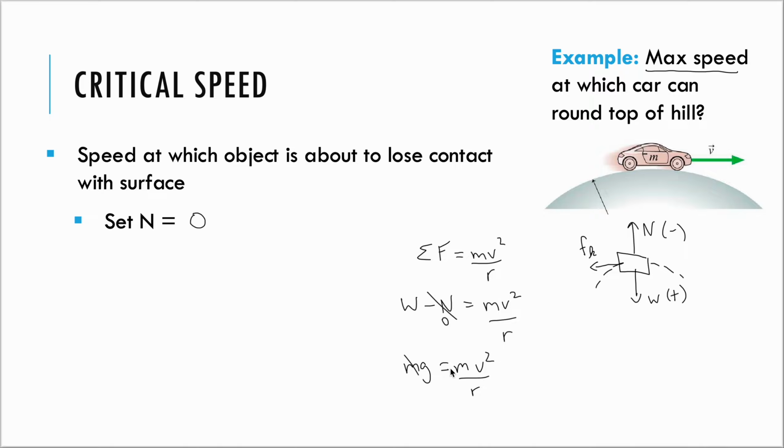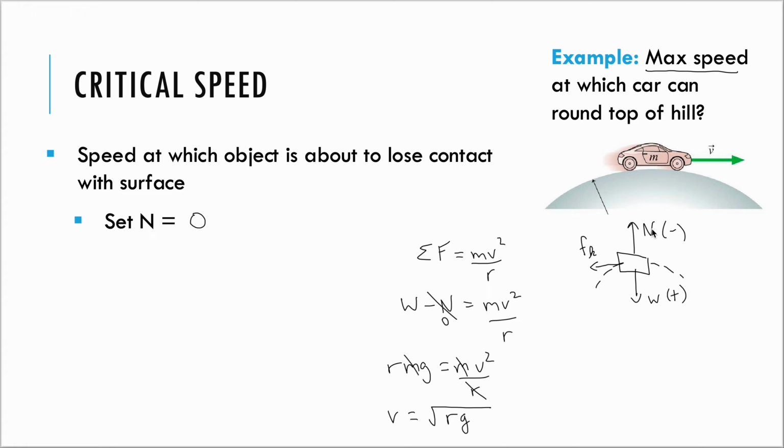Now we can cancel out the mass on each side. We can multiply each side by r to get rid of the r. And then all we need to do is take the square root of each side to get the speed by itself. V equals square root of rg. So that is how you would solve for the critical speed.